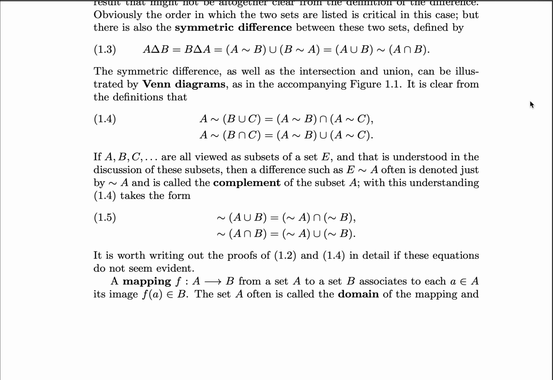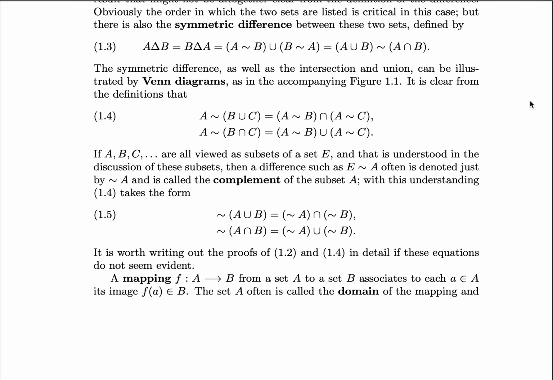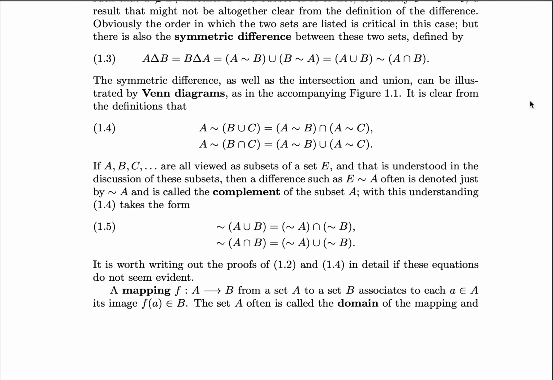As long as all of these sets are viewed as subsets of an ambient set E, it is understood that E without A is just denoted as A complement, or the complement of A, and this is called the complement of a subset A. This simplifies De Morgan's laws and says the complement of A union B is the complement of A intersected with the complement of B, and likewise, the complement of A intersect B is the union of the complement of A and the complement of B. You may find it useful to write out the proofs for these, or you'll see them soon.